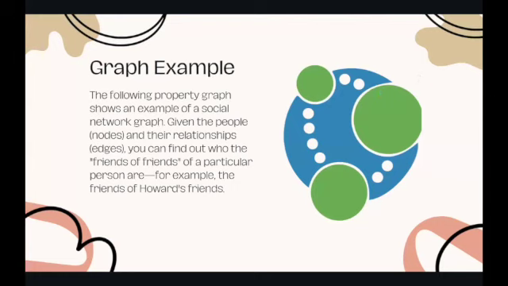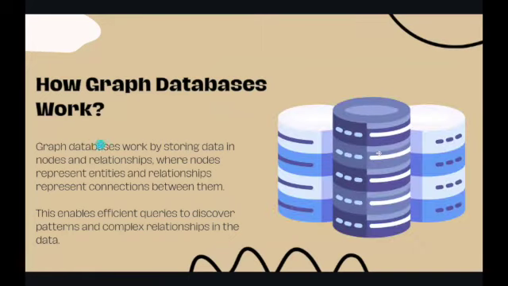Here in this image, we have an example. Here, the nodes that are in color green are the entities and how graph databases work. Well, these databases work by storing data in nodes and relationships, as we see in the previous image.